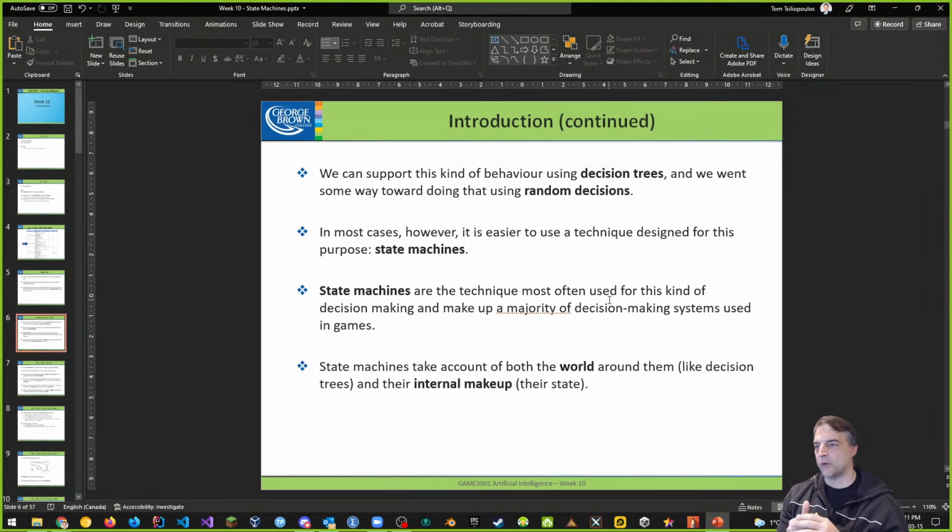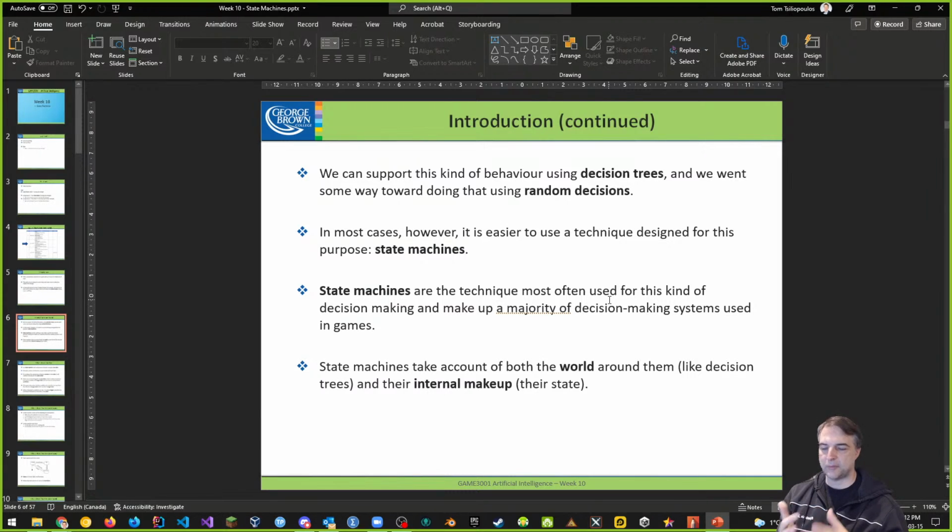So again, it's one of the most often used decision-making algorithms or programming patterns that we use. And it comes from the state pattern, the state programming pattern, which is one of the 23 design patterns that we keep talking about that were kind of designed back in, or documented back in the 1990s. So what they do is they take into account the world state, the state of the world, and similar to decision trees. Remember decision trees we talked about, there's an external state and there's an internal state.